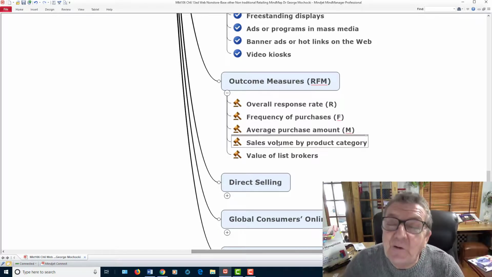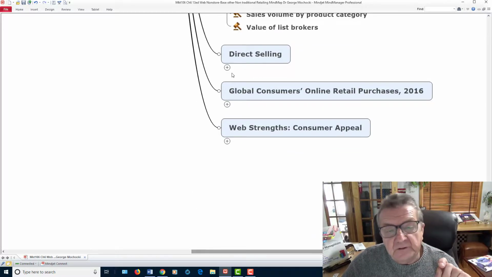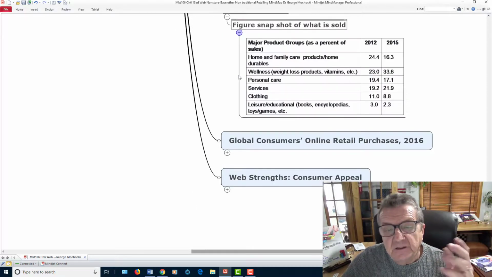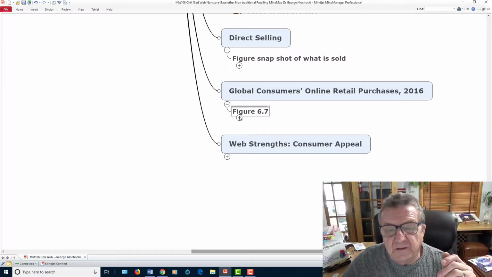Online, they could go anywhere. You could probably sell anything if you get a deal. But you had to be able to reach them. Okay? We talked about direct selling, and again, it's everything else with the sound. The book did a nice job on that. Global, again, you got another figure, talks about that.